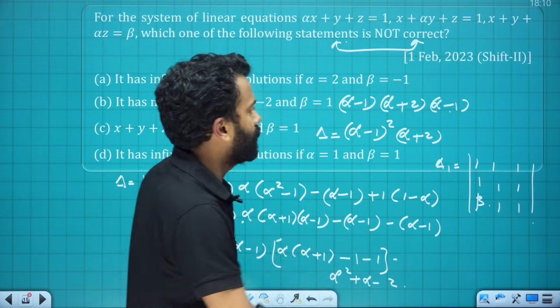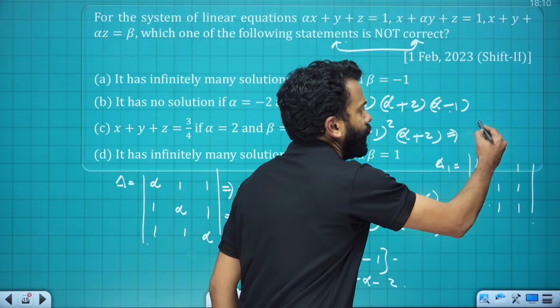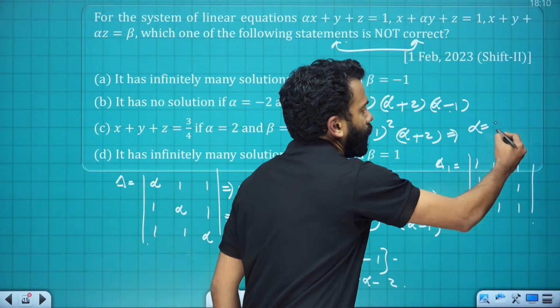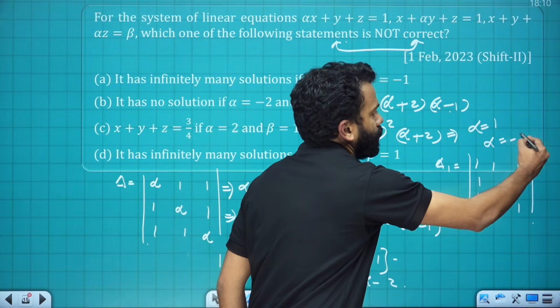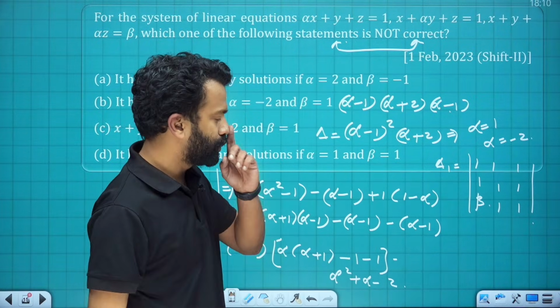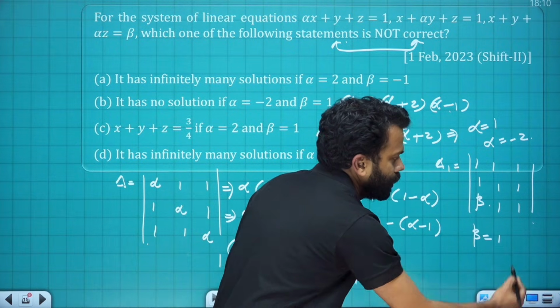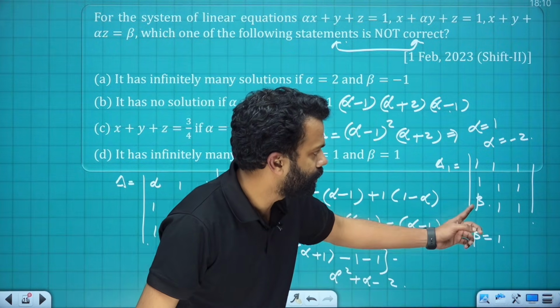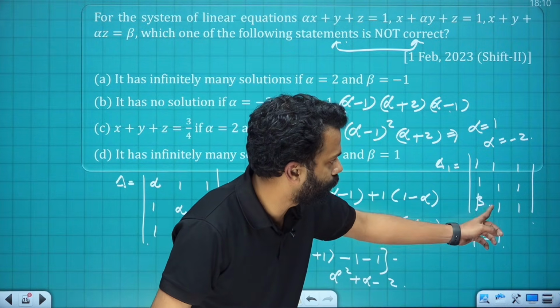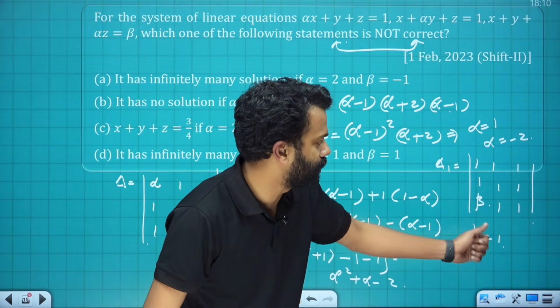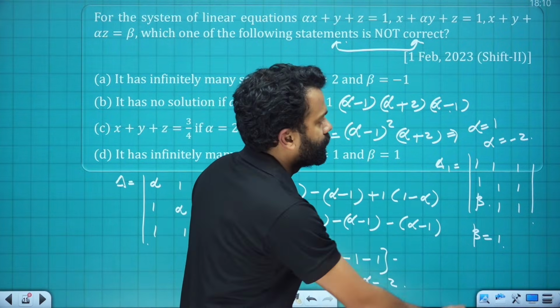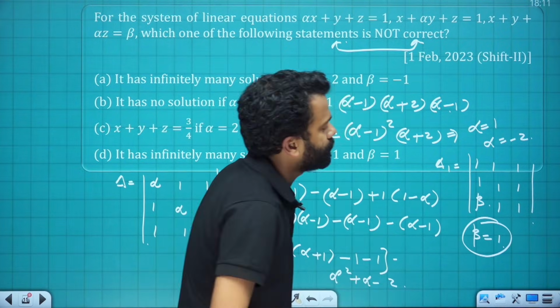I'm just taking the value of alpha, there are two values of alpha actually. If you equate this to 0, alpha is equal to 1 and alpha is equal to minus 2. So if alpha is equal to 1, then what should be the value of beta? Beta is equal to 1. If beta is equal to 1, then column 1 and column 2 become identical, and the value of this determinant will be equal to 0. So this is one possibility.